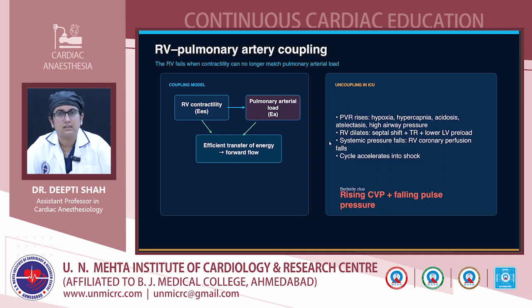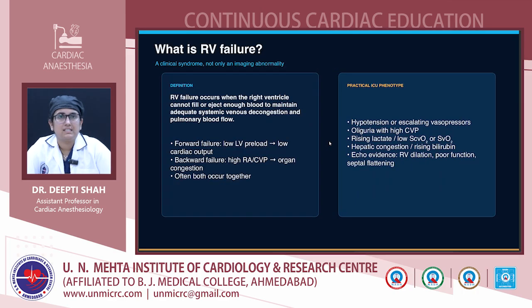The RV pressure will increase more than the RA pressure, which will result in TR, and this will also decrease the forward flow, and hence the LV preload will fall, which might result in hypotension. Thus systemic pressures will fall, RV coronary perfusion will fall, and this will result in more RV dysfunction. This cycle will accelerate into shock. Hence when we are seeing the patient at the bedside, a rising CVP and a falling pulse pressure should give us a clue about RV dysfunction.